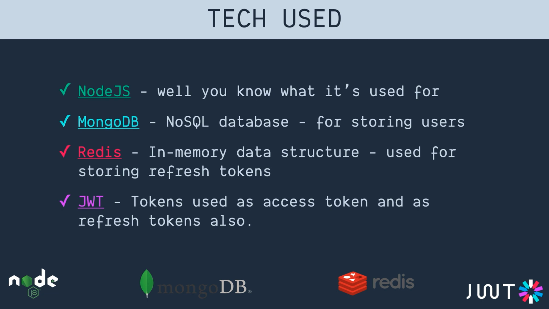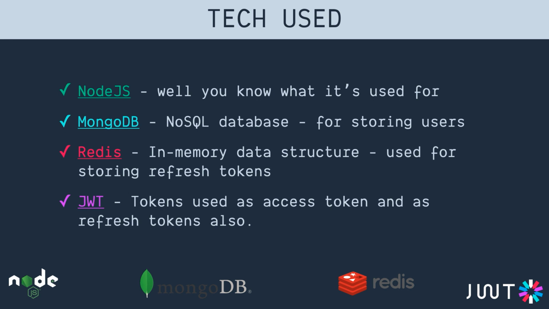But for our application, we'll be using it to store our refresh tokens, and later on you'll get to know why we are storing refresh tokens in Redis. And then finally we'll be using JWTs, or JSON Web Tokens, to be used as access tokens and refresh tokens.